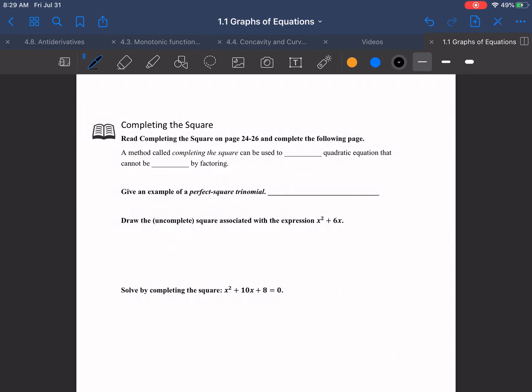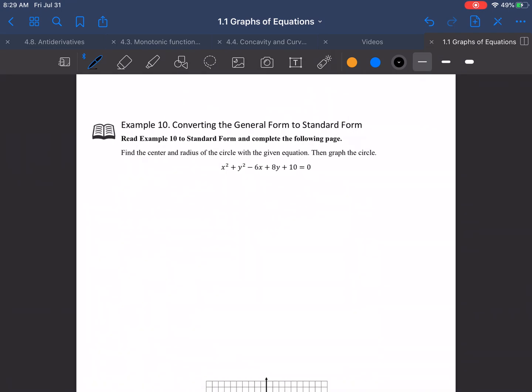And then the last thing that you've got to do on your own is this. You're going to take this and do completing the square, which you just learned on the previous page, do it twice, and turn this into general form and draw the graph, okay? And so that'll see how well you got that figured out.